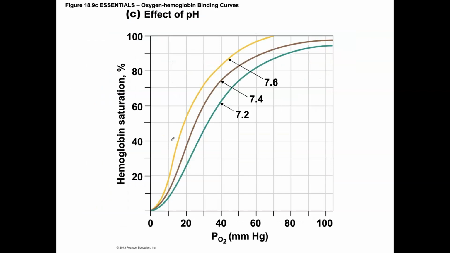Let's take a look at the effects of pH. When you have an increase in hydrogen ions, your pH is going to go down. When there's a decrease in pH or an increase in hydrogen ions, we see a shift to the right of the dissociation curve. This is the normal curve seen here, and this is a shift to the right.